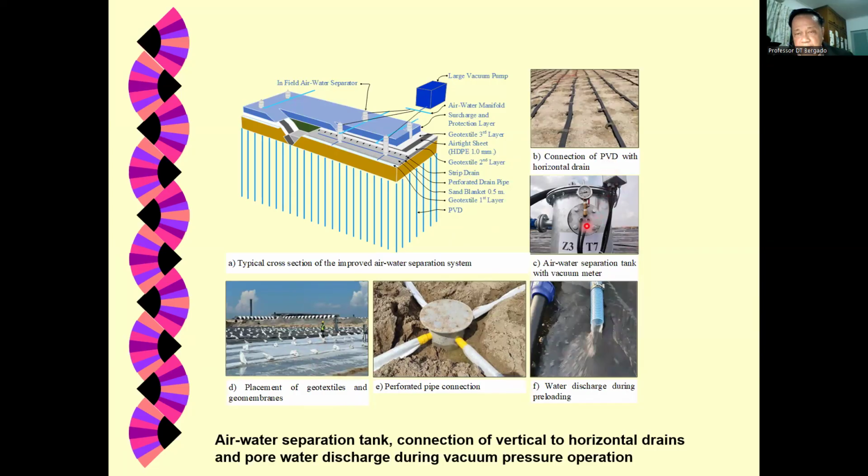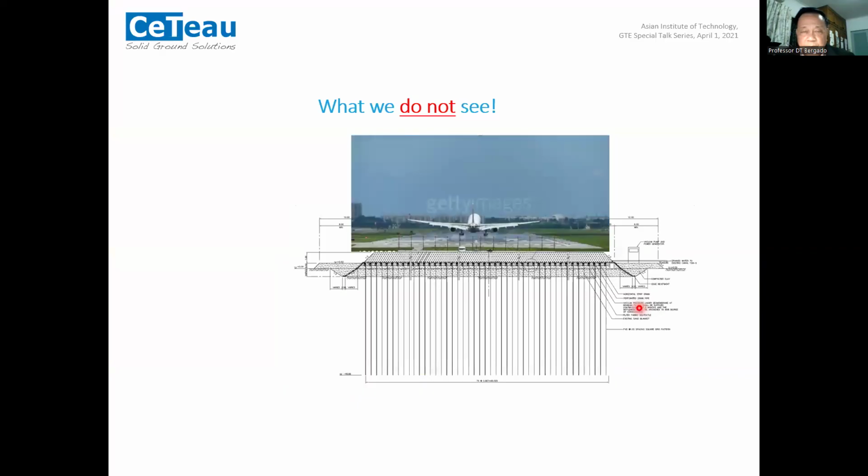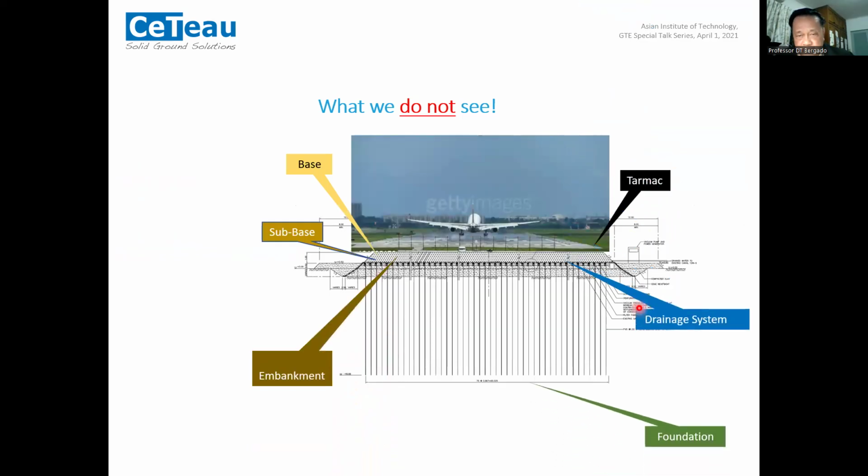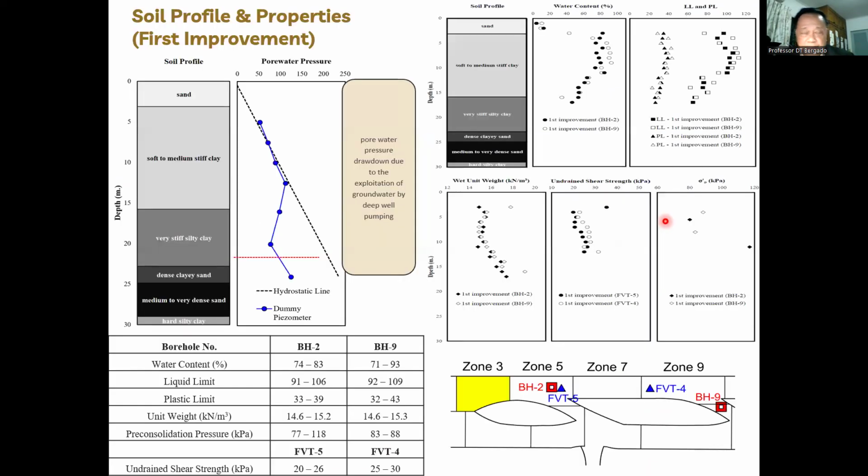And this is the air water separation tank, and the water is discharging, especially at the earlier part of the preloading. So we have what you don't see, but the airport runway, we have the base, sub-base, embankment, foundation, drainage system, the tarmac that constitutes the runway.